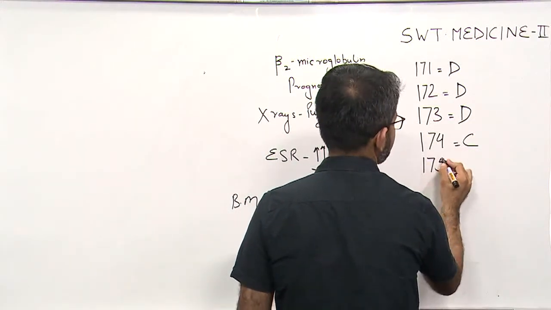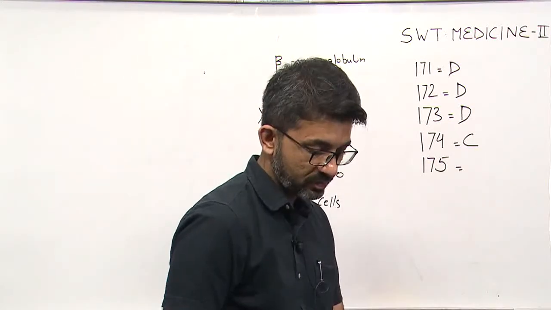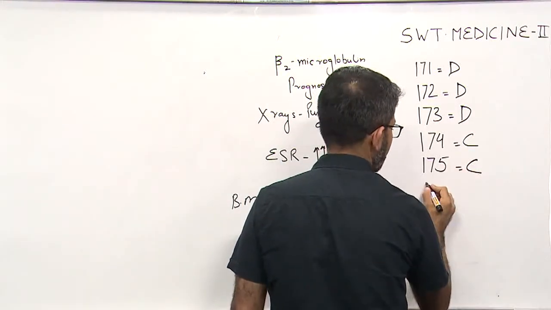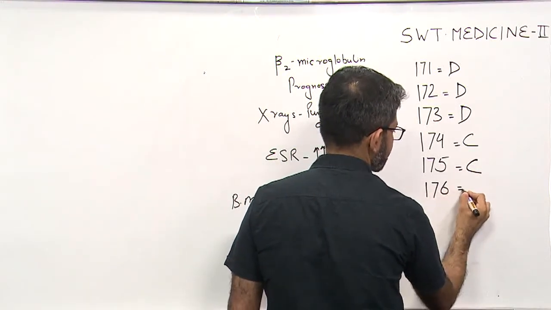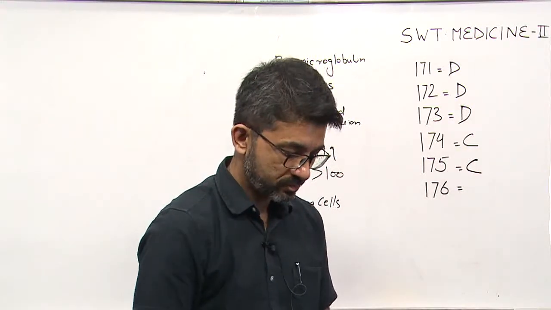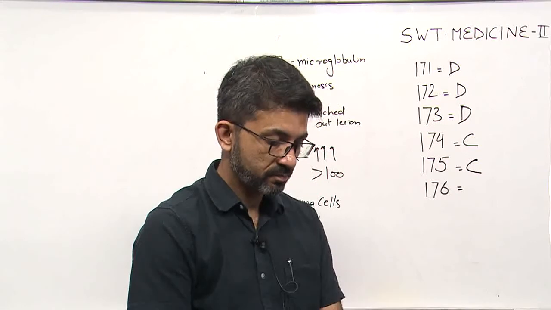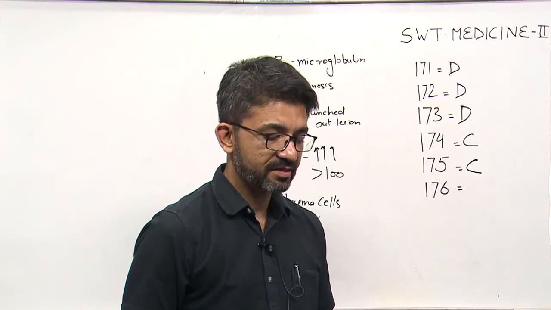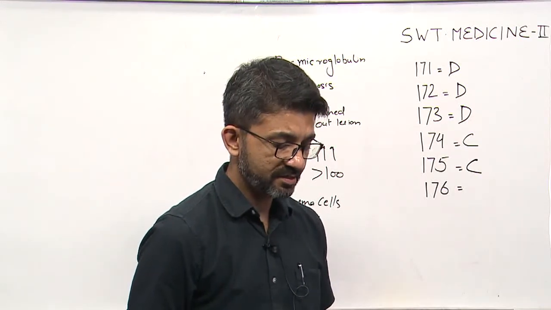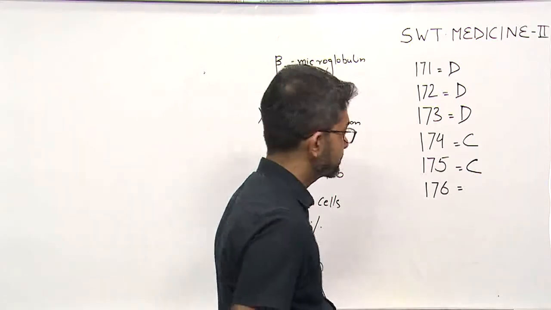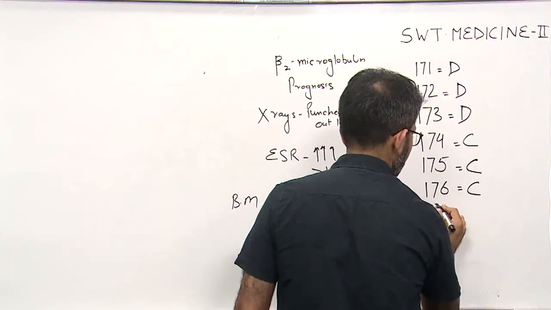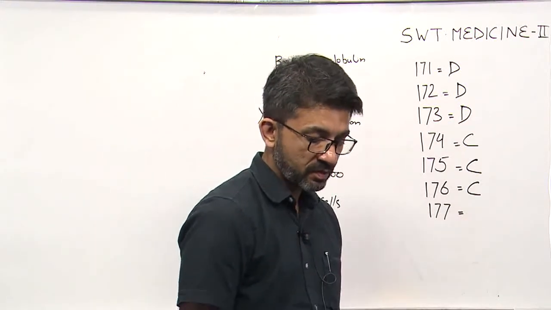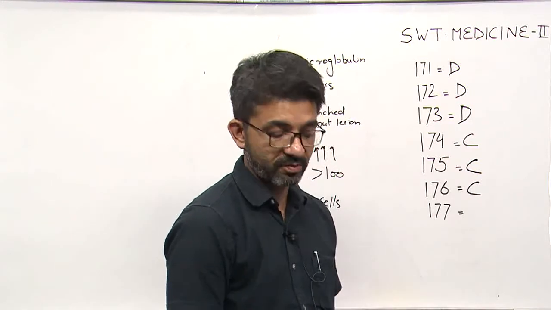Question number 175. Again the same thing, increased ESR in multiple myeloma, answer is C. Question number 176. Answer is C, paraneoplastic cerebellar degeneration. This is associated with paraneoplastic cerebellar degeneration. Answer is C. 177. Answer is D, Burkitt's lymphoma.